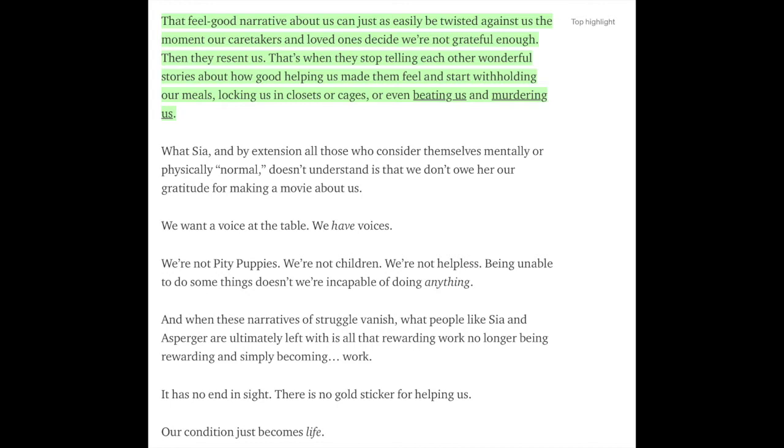And when these narratives of struggle vanish, what people like Sia and Asperger are ultimately left with is all that rewarding work no longer being rewarding and slowly becoming work. It has no end in sight. There is no gold sticker for helping us. Our condition just becomes life. And yeah, I think that's probably their biggest fear, is not getting a reward or incentive for it. Almost as if they're afraid of us having the same rights.